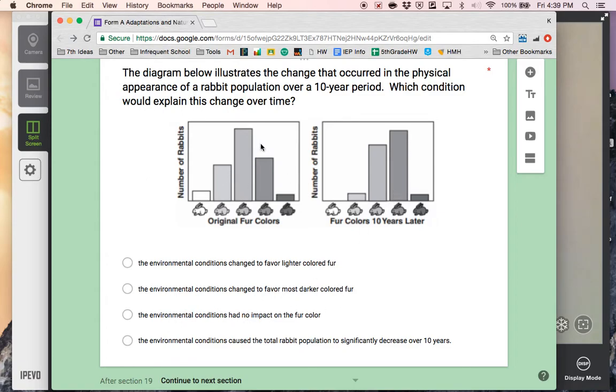Now, that's not true, because clearly these graphs are not the same. Changes occurred. The environmental conditions caused the total rabbit population to significantly decrease. Significantly decrease. So total population goes down. I don't know. These two, if you combine them together, it looks like it's about what this one would be. So maybe a little bit, but I don't think it's the word significantly decrease. I don't quite get that. What I see here is that the darker fur is a good thing.